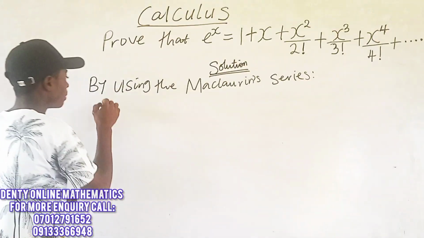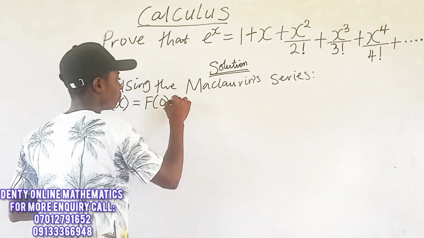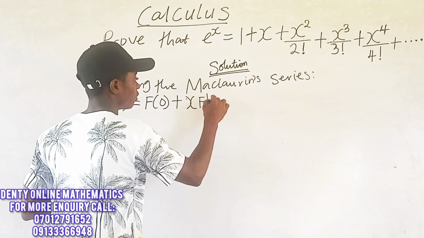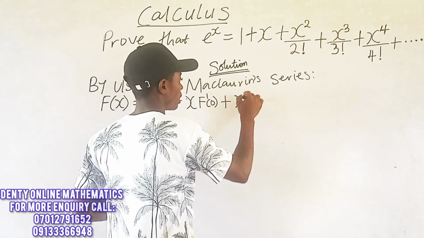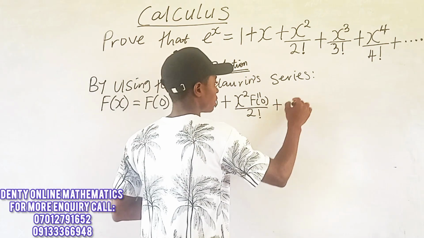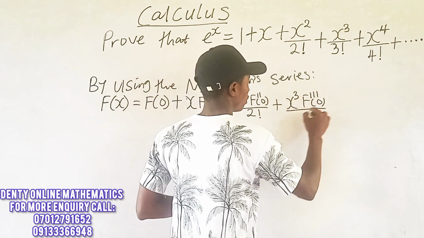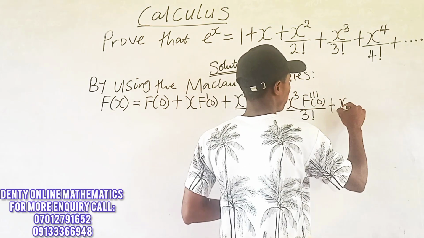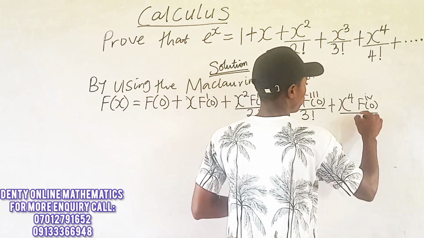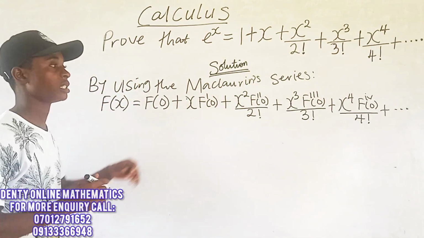You get it? Now we know that Maclaurin series f of x is equal to f of 0 plus x multiplied by f prime of 0 plus x squared multiplied by f double prime of 0 all over 2 factorial plus x cubed multiplied by f triple prime of 0 all over 3 factorial plus x power 4 multiplied by f fourth derivative of 0 all over 4 factorial, and the series continues. Now, this is how Maclaurin series looks like.